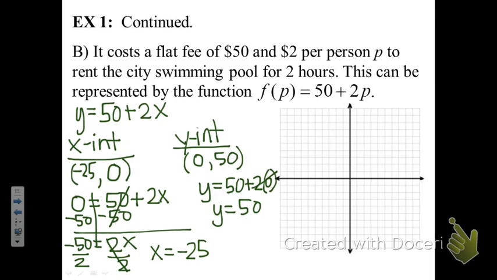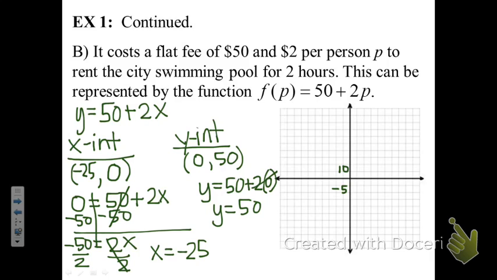The only problem is that when you go to your graph to graph this, you're going to have to change the scale, because if you want to go by ones, we'll never get to negative 25 or to 50. So I'm going to suggest that for my x values, let's go by 5s, and for our y values, let's go by 10s.